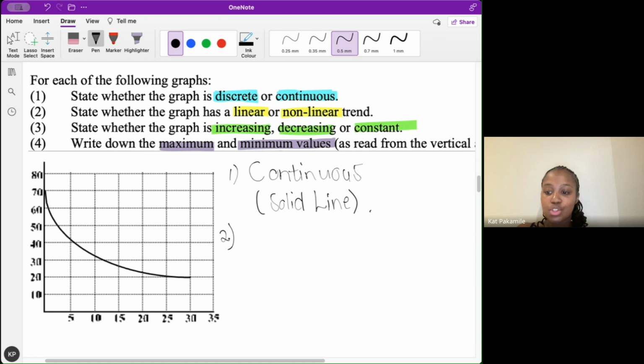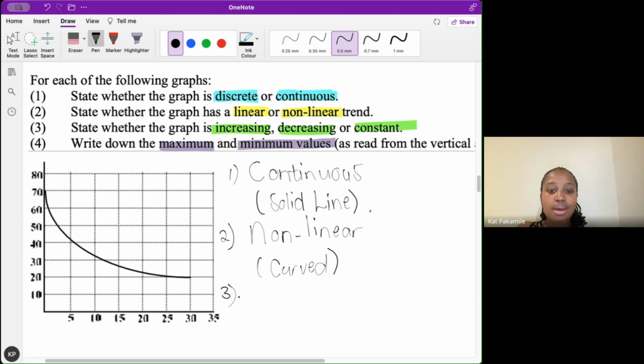Number 2, do we have a linear or a non-linear graph? Now we're going back to Tuesday's lesson. Ha, Sengyani, I love it. This is non-linear because it is curved. We do not have a straight line here, so it is non-linear.